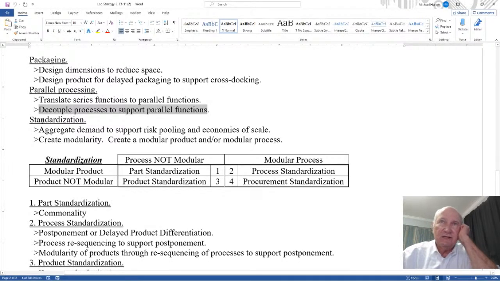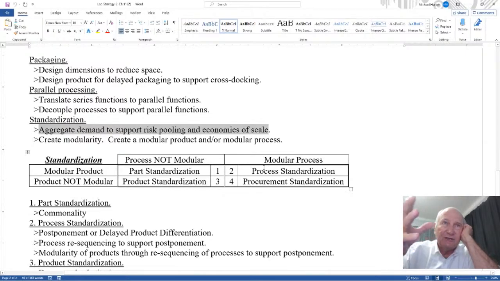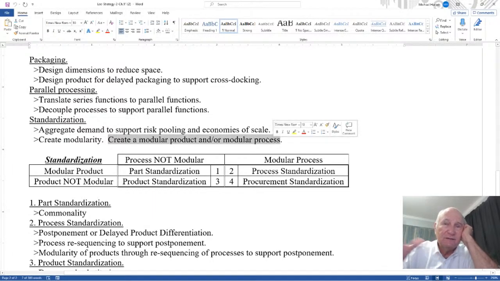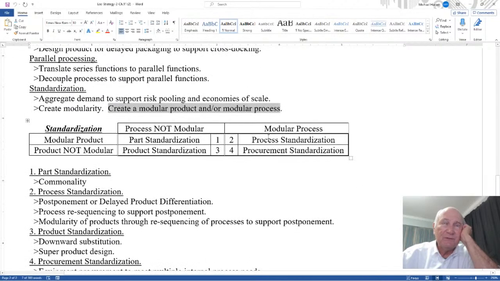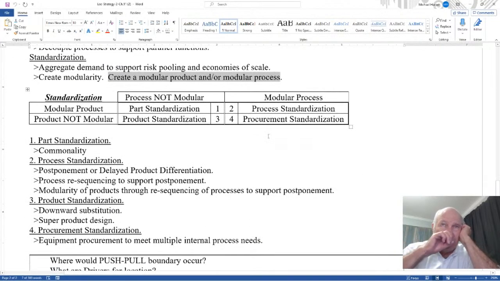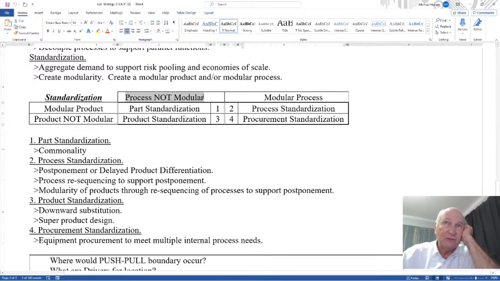And then standardization. Now, you aggregate demand to support risk pooling and economies of scale. In other words, when you risk pool, essentially you're standardizing your uncertainties. And you can create modularity. Create a modular product or a modular process to create advantages. Taking this last one and breaking it apart in a little more detail, the process can be modular or not modular, and the product can be modular or not modular.